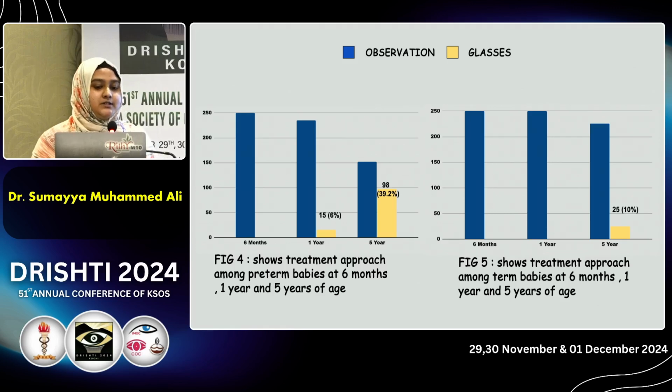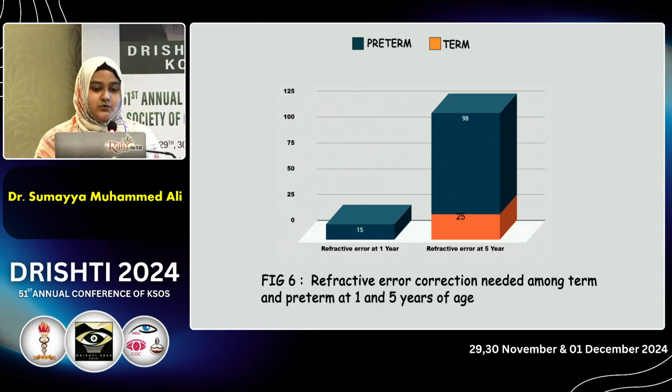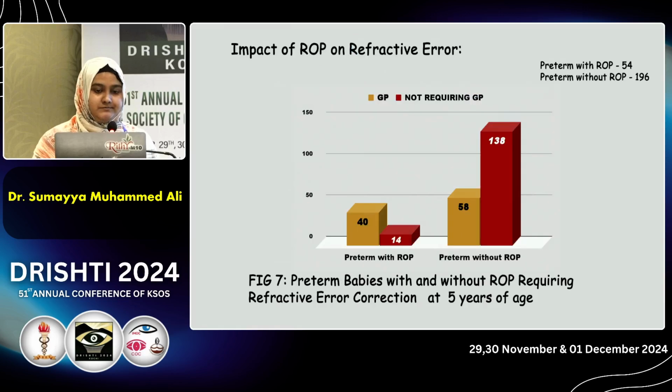This shows the treatment approach among preterm and term babies at 6 months, 1 year and 5 years of age. At 6 months, we advised observation. At 1 year, in preterm babies, 15 out of 250, that is 6%, needed glasses, and at 5 years, 98, that is 39.2%, required glasses in preterm babies, whereas in term babies, 25 out of 250, that is 10%, required glasses by the age of 5 years. This shows the refractive correction needed among the preterm and term babies at 1 and 5 years of age. This shows there is a progression at 5 years of age.